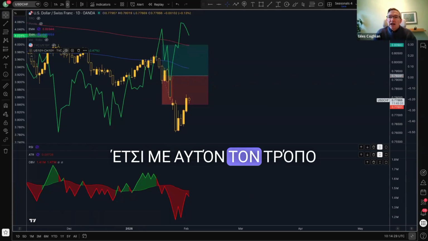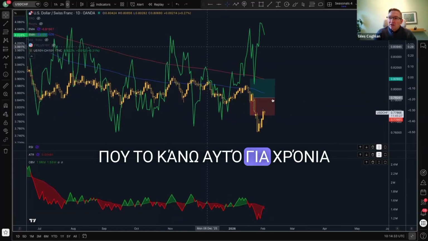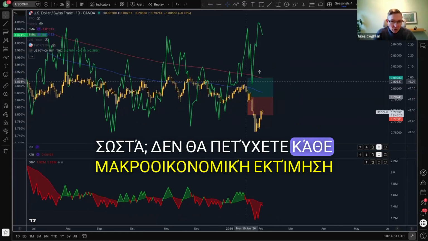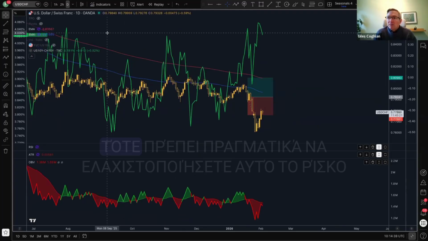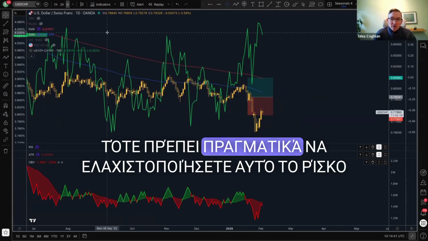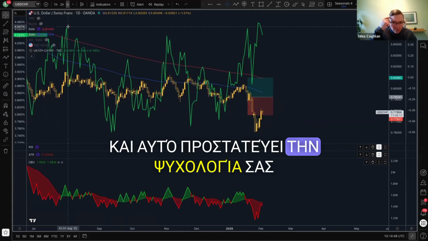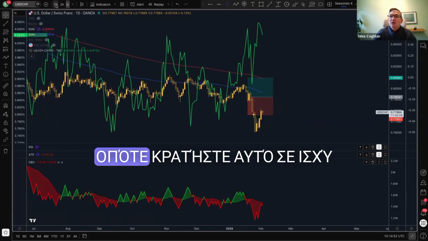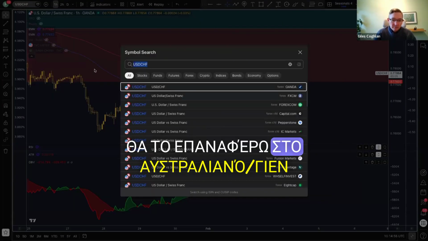Even someone like myself who's done this for years is not going to get every macro call right. So when it's uncertain, that's when you have to really, really minimize that risk. It'll keep you on the right side of the P&L, and it protects your mind. So keep that in place. I'm just going to put that back to the Aussie yen.